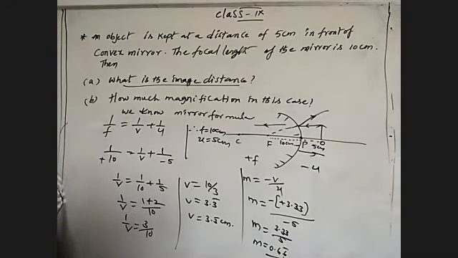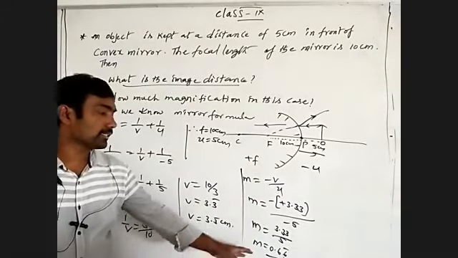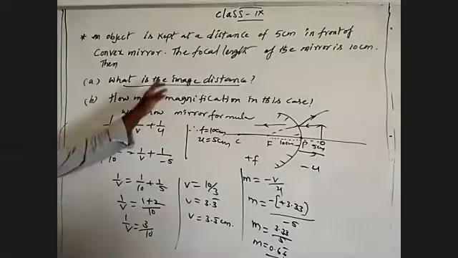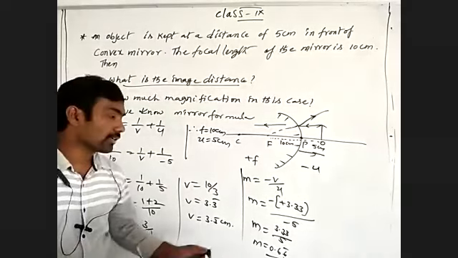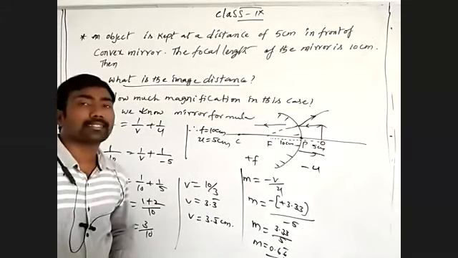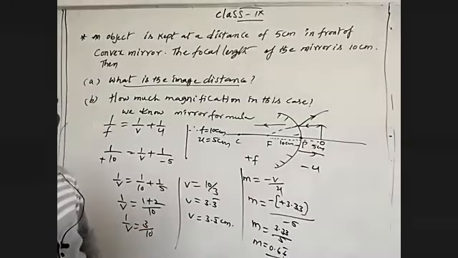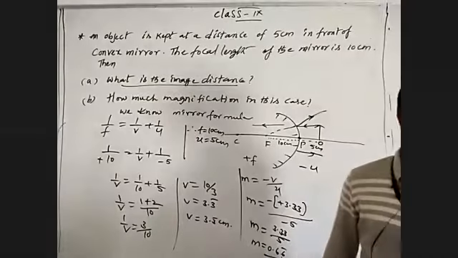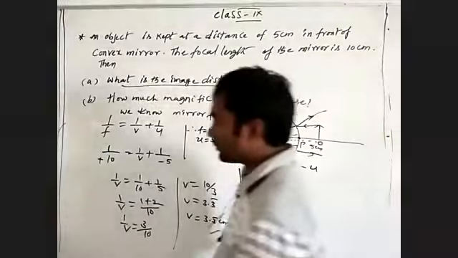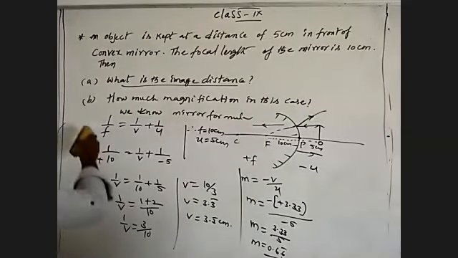It is less than 1. Magnification less than 1 means we can consider that the magnification of a convex mirror is less than 1. Understand? The magnification of a convex mirror is less than 1. So this is the process to solve.